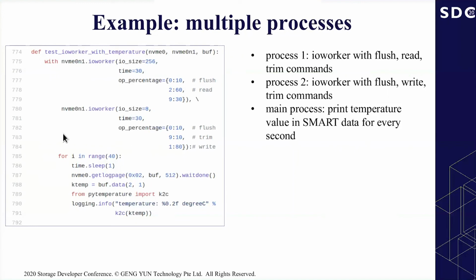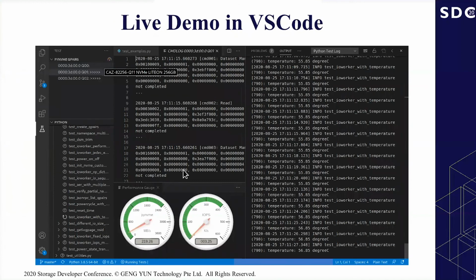The ioworkers will run for 30 seconds. In the main process, we fetch SMART data for temperature with get log page commands every second, for 40 times. Now, let's run it in VSCode. And here is a live demo in VSCode.